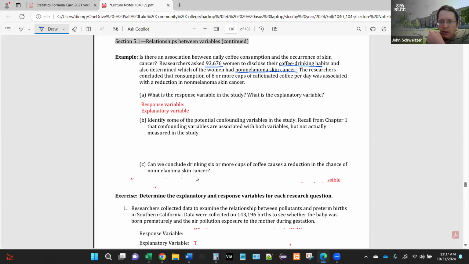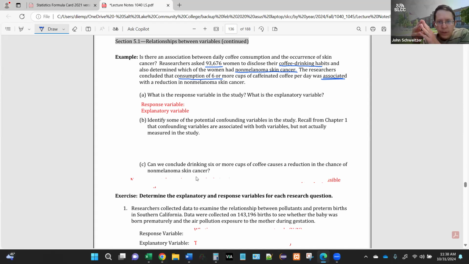So if you read this study, they concluded that consumption of 6 or more cups of caffeinated coffee was associated with a reduction in the non-melanoma skin cancer. And so they used the word associate or associated. And as we were saying earlier, that's kind of the weaker of the two relationships. So they're not saying that coffee was causing a reduction in the skin cancer. They were just saying it was associated.